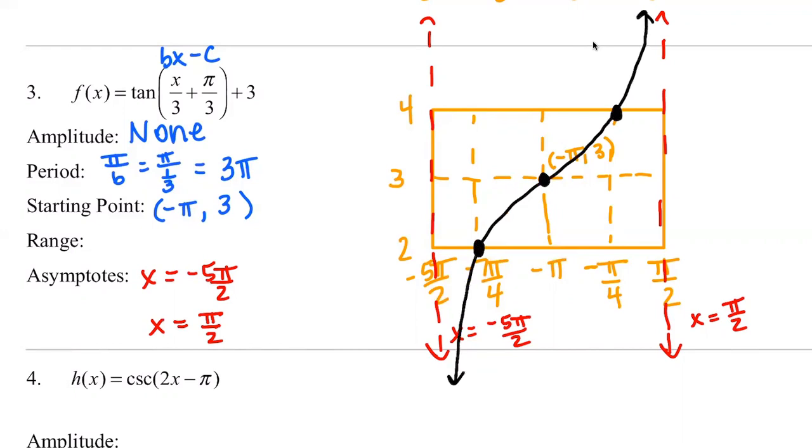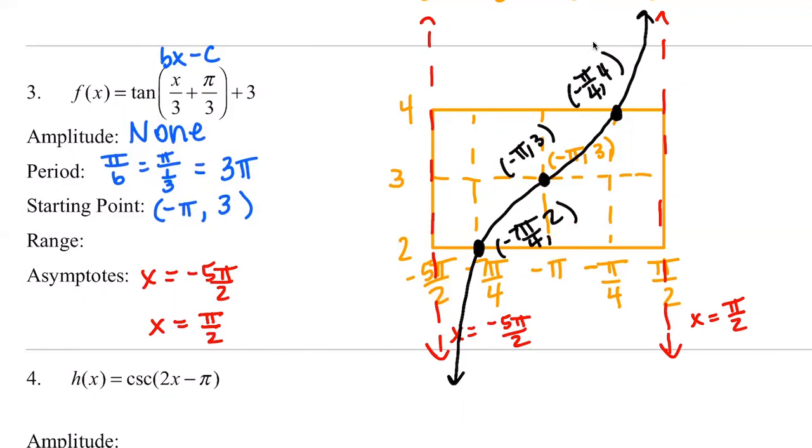And we know that these are going to approach the asymptotes. Okay, so negative pi over 4 is a coordinate we want to label. Negative pi over 4, 4 is a coordinate we want to label. And negative 7 pi over 4, 2 is a coordinate we want to label.